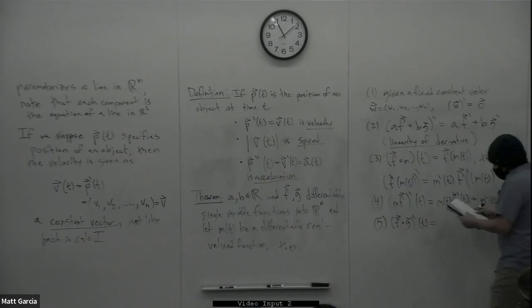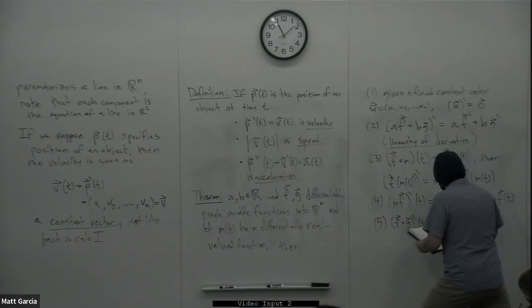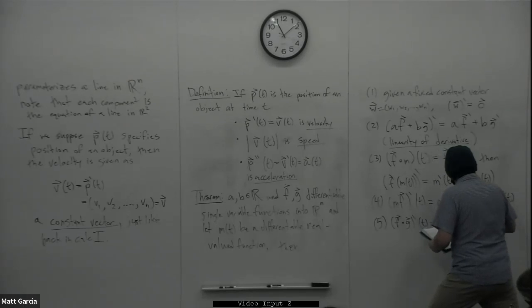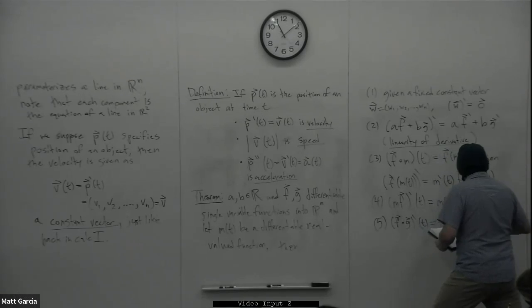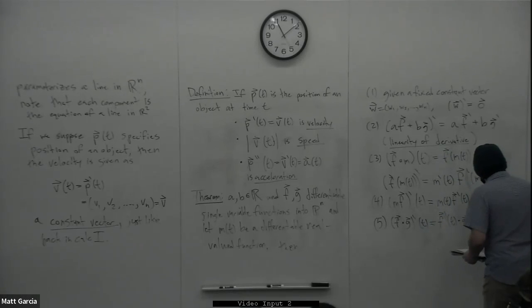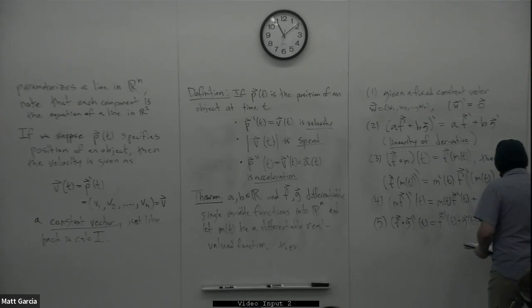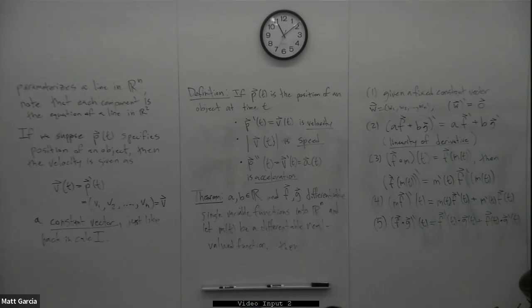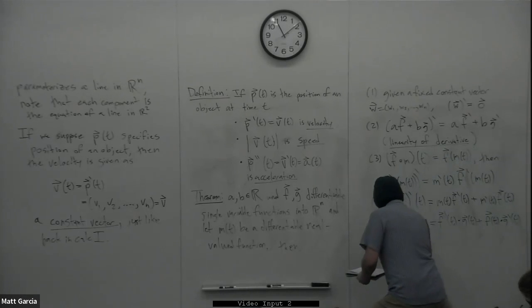That is to say, it's f hat prime of t dot g hat of t plus f hat of t dot g hat prime. So the product rule holds for dot products as well.